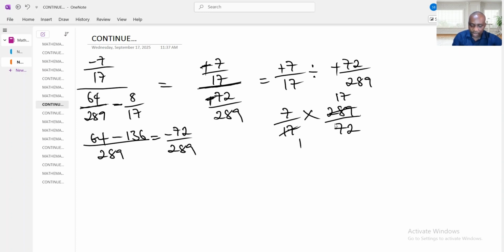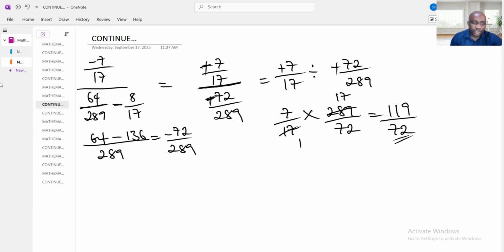Can we see 7 in 72? No, it's not possible. And we cannot see 2 either. The next thing we are going to do is multiply 7 by 17. It's going to give me 119 over 72. Can 72 go into it? No, it cannot go. I believe that this is our final answer.